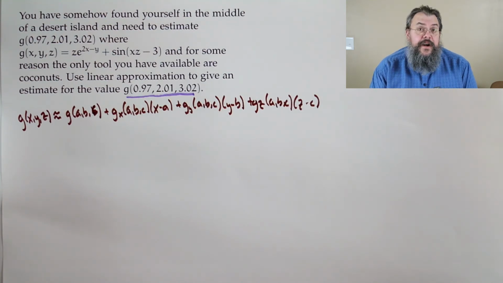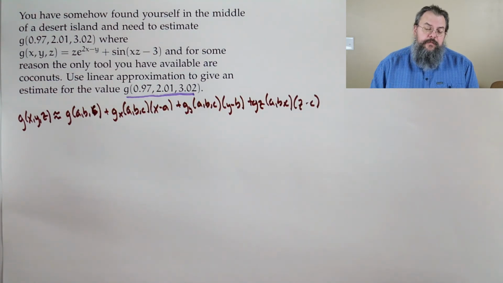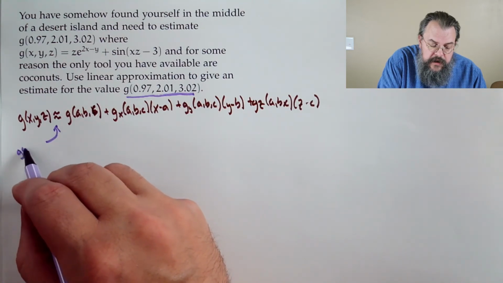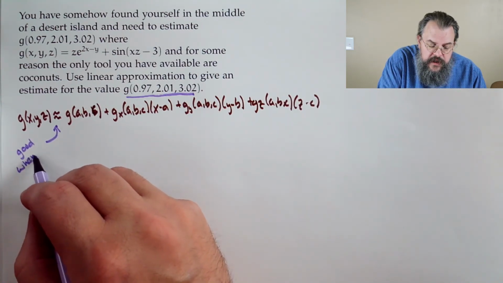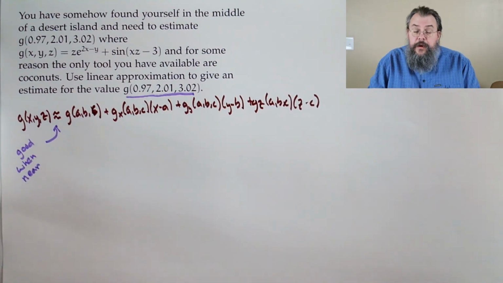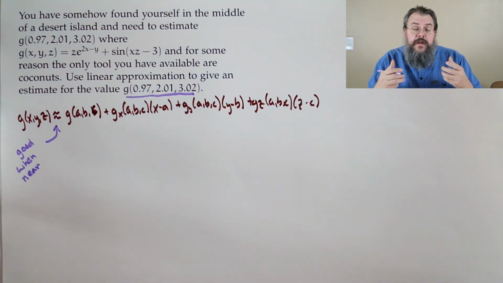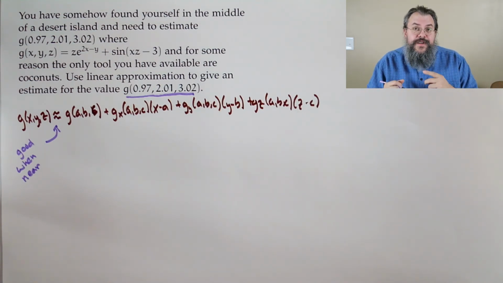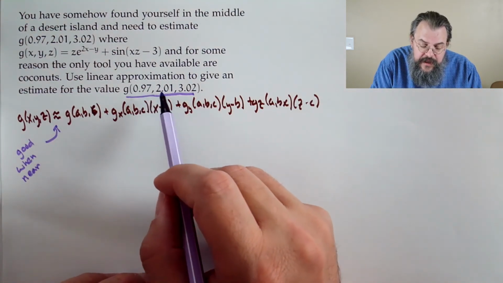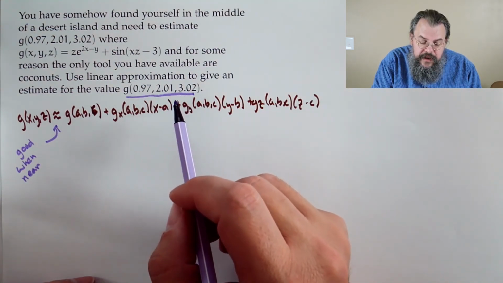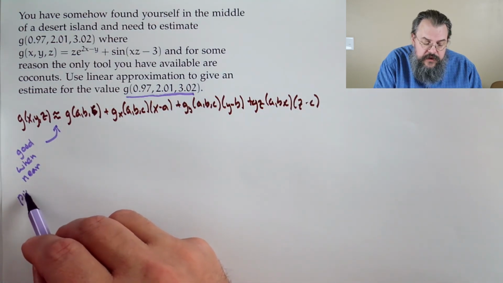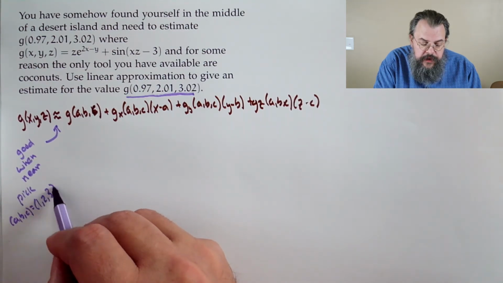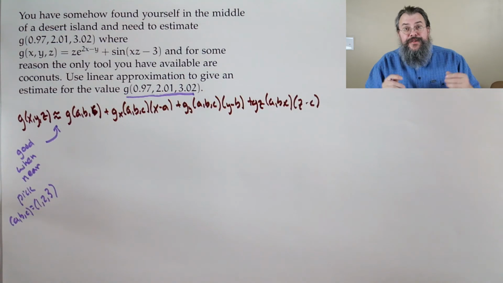But are there numbers nearby? Because remember, the approximation is good when we're near. So what we want to make sure is that we pick some points which are near and which we can say, those are numbers we're happy to work with. And I think we can see some numbers here. 0.97, 2.01, 3.02 says, okay, let's pick our choice for a, b, c to be 1, 2, 3. Those are nice numbers to work with.